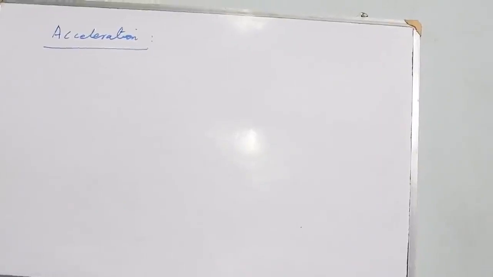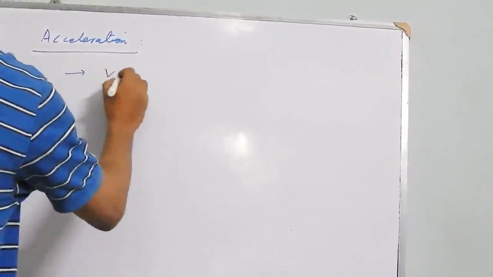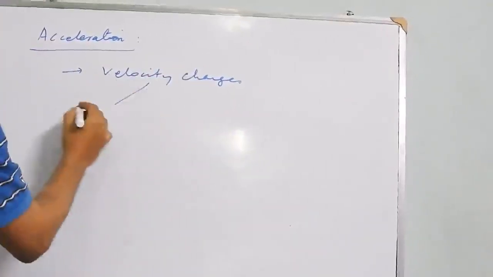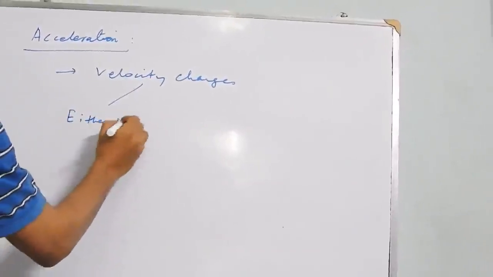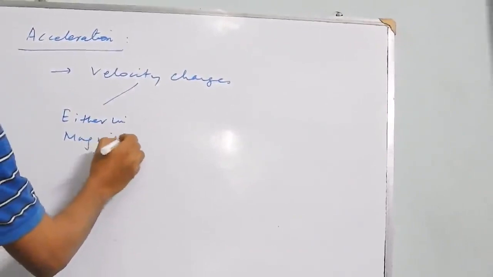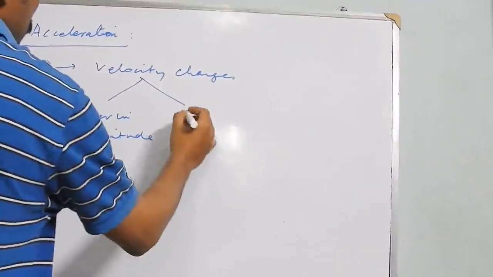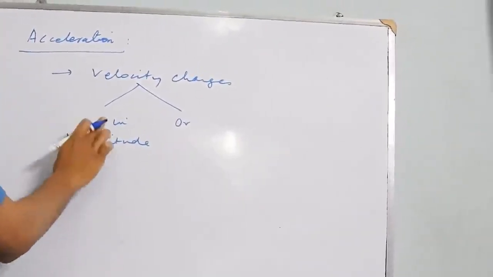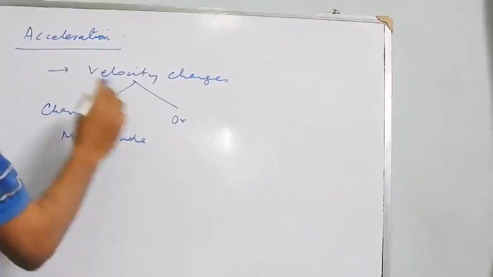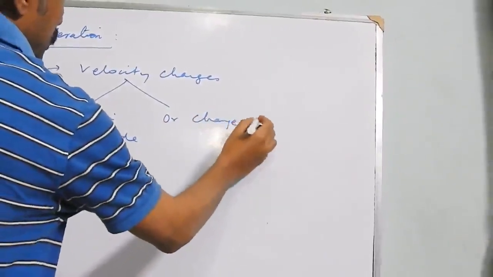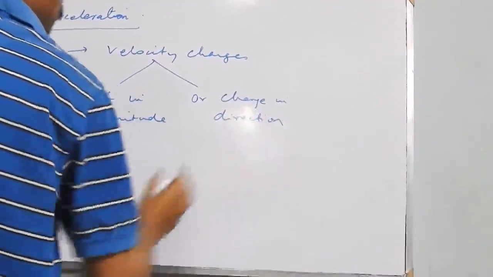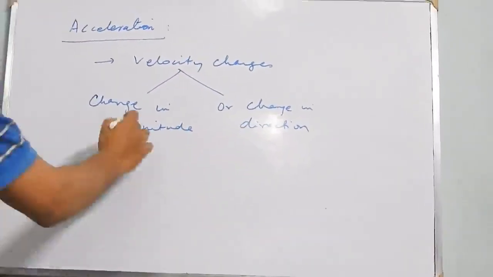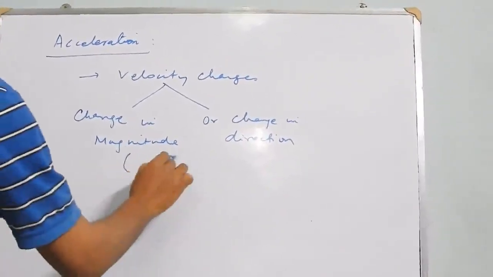If the velocity of a body changes, the change is either in magnitude, that means the value of the velocity is changing, or the velocity is changing in direction. Velocity changes means its magnitude changes, or its direction changes, or both are changing simultaneously.